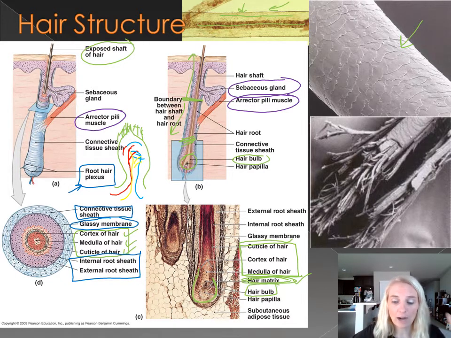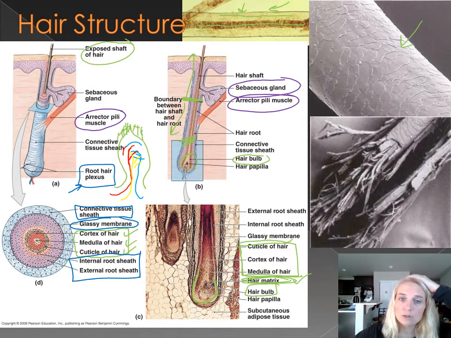Your head hair grows for about 2 to 5 years before it falls out. And when it falls out, what happens is this matrix just kind of goes dormant.